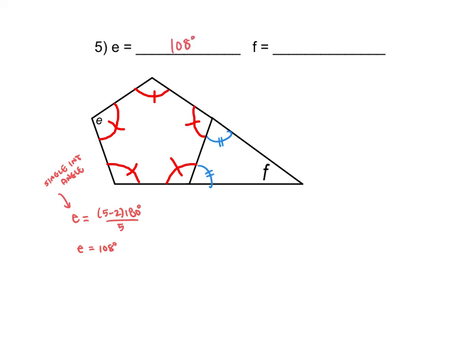Okay, so if E is 108, so are both of these red angles right here and right here. So both of the blue angles have to be supplementary to that, which makes them 72. So if I have two 72s and I add them to F, I should get 180. Well, two 72s is 144 plus F equals 180. So it looks like F has to equal, what would that be, 36? Yeah, F has to equal 36 degrees.